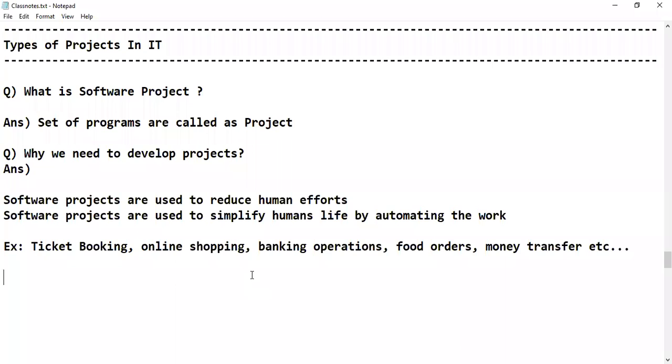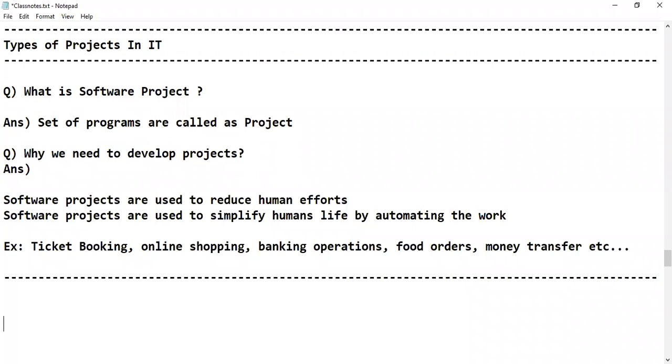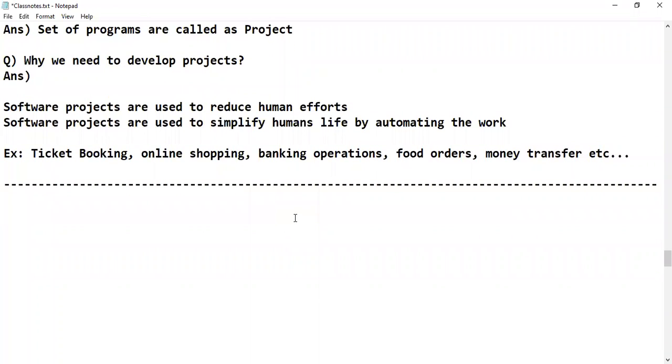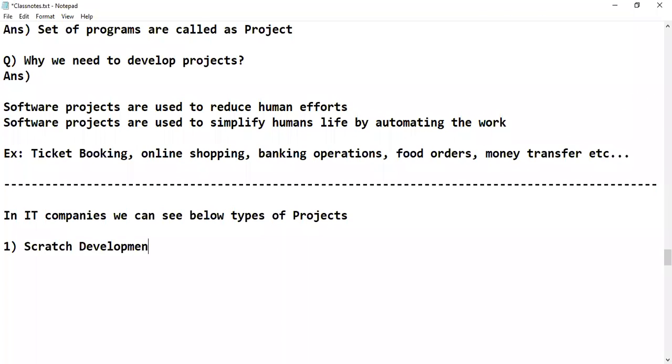Okay. Types of projects. In IT industry, we can see three types of projects, guys. Tomorrow, when you join in the company, you may get the chance to work in one project. That project can belong to any one of below categories. What are the types of the projects we can see in the IT companies? First one is scratch development projects.